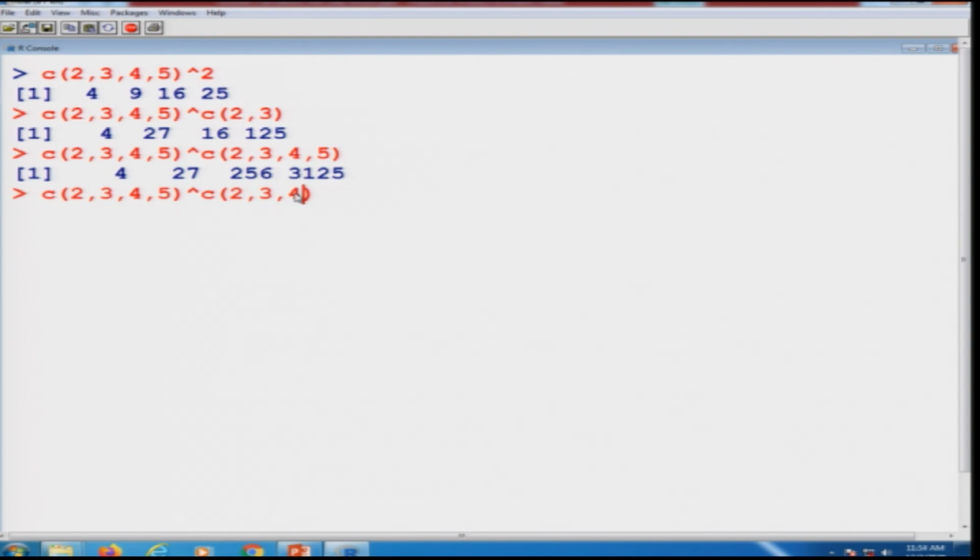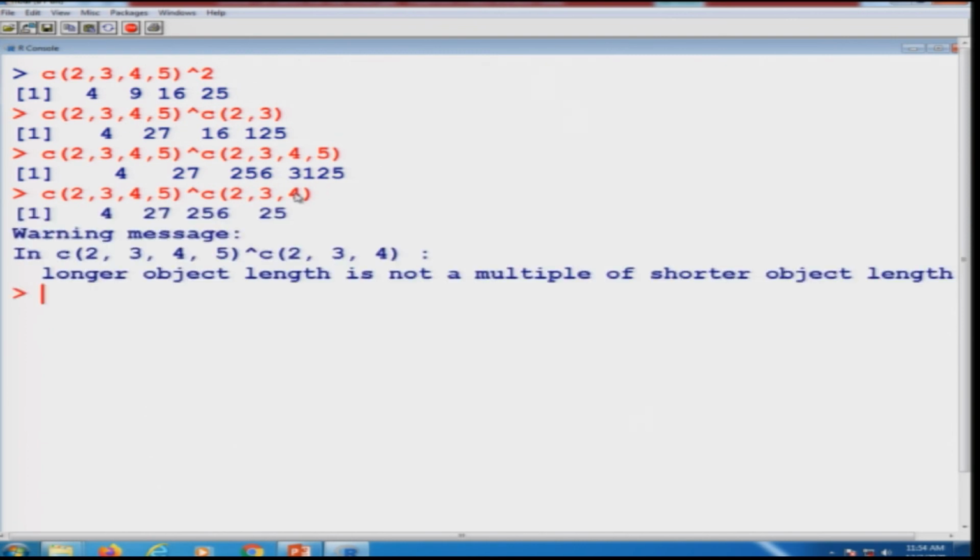And if you reduce the total number of elements in the second data vector so that they are not an exact multiple, you can see a similar operation will come: 2, 3 and 4 will be operated on 2, 3 and 4, but on 5 only 2 will be operated, and after that there is no place where 3 and 4 can operate. So, it will give you a warning message.